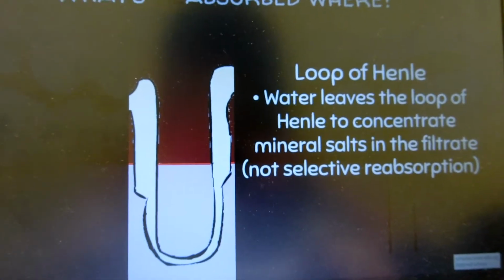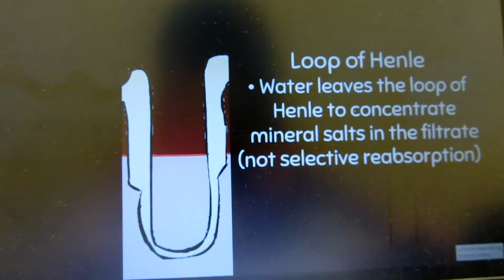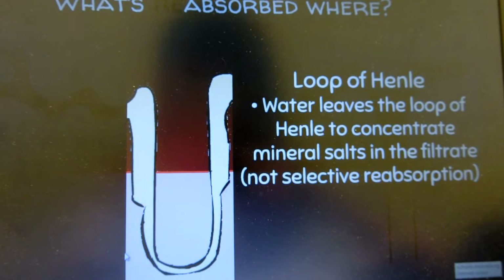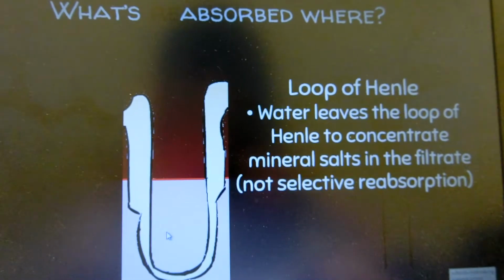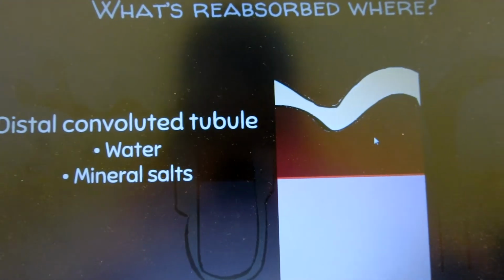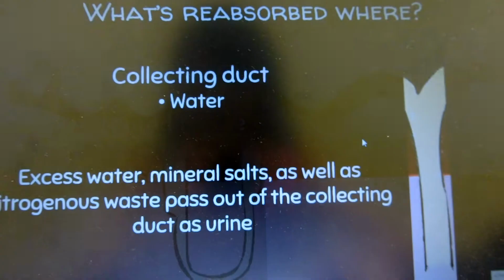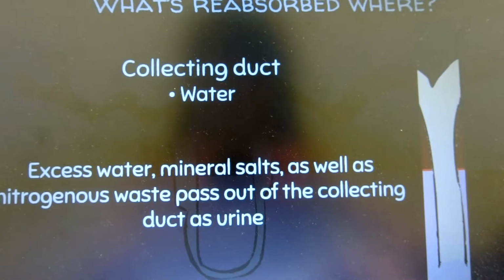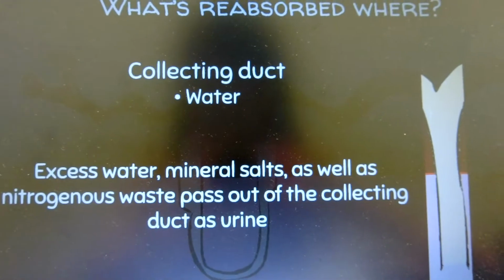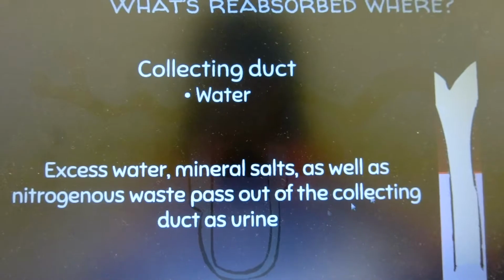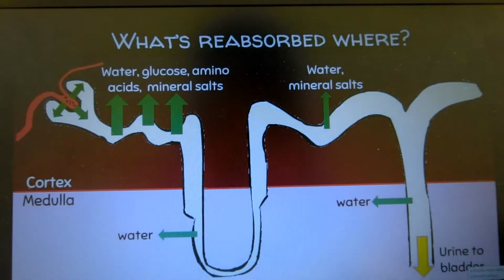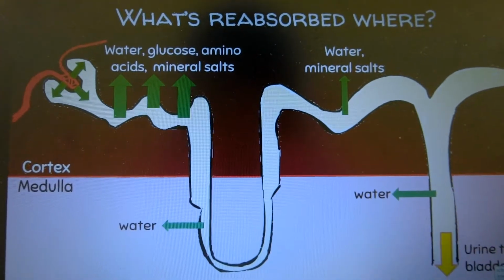For the loop of Henle, the water leaves the loop of Henle to concentrate your urine. So over here, mainly water is being reabsorbed back at this particular point. And at your distal convoluted tubule, it is mainly your water as well as mineral salts. Finally, in your collecting duct, it will be water. All the excess water, mineral salts, as well as your nitrogenous waste will flow through and exit as urine. So this is a good summary slide that will tell you what is reabsorbed at which point.